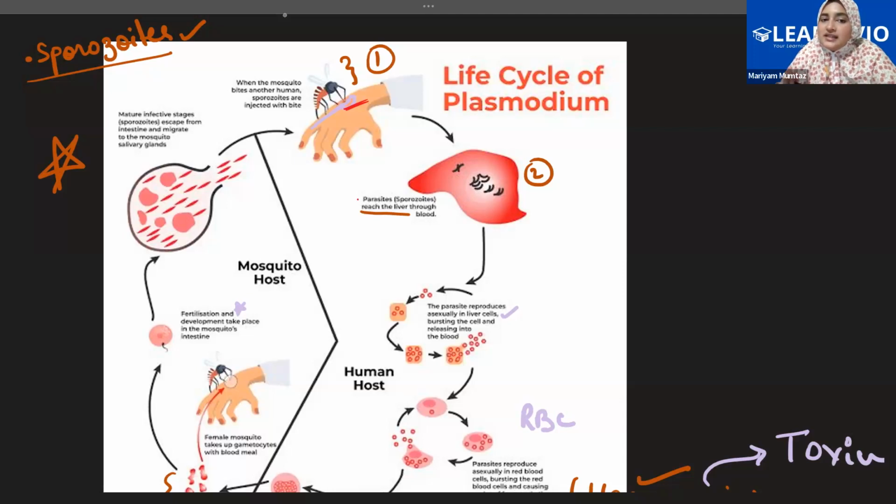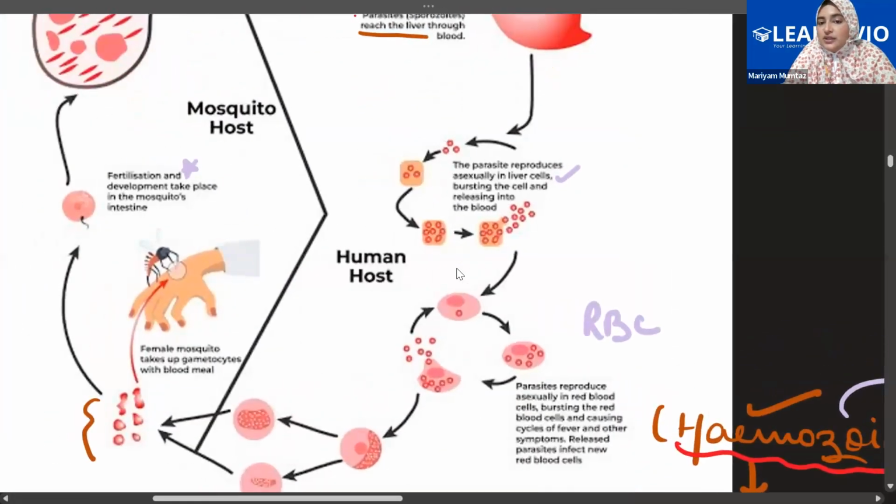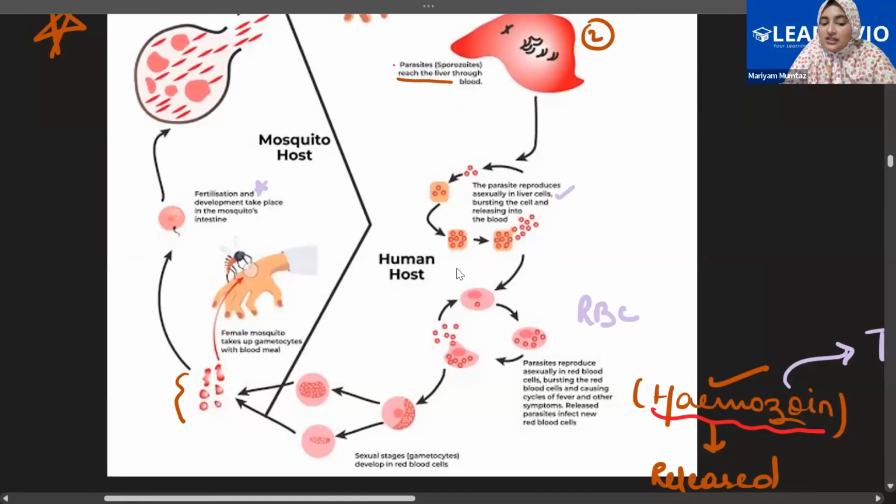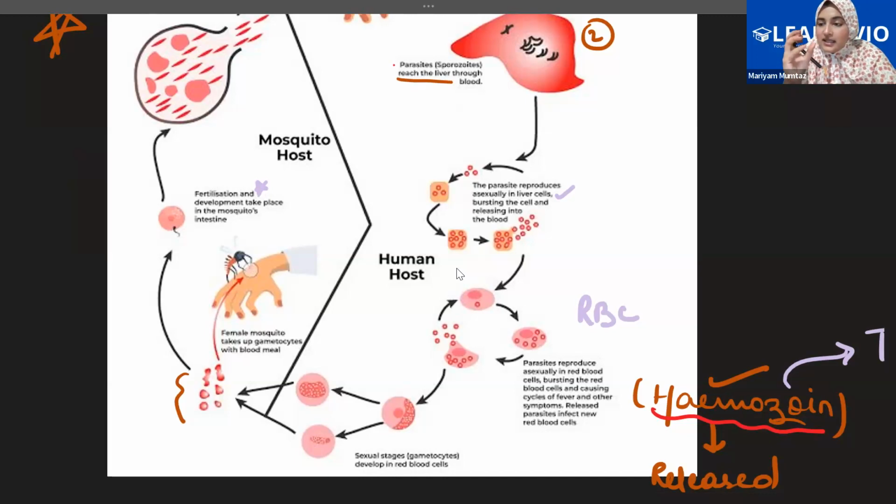Now, after the sporozoites are released into the blood, they reach the liver. With the help of the bloodstream, they go into the liver of our body. In the liver, they start reproducing asexually. So asexual reproduction takes place in the liver. And what happens? They burst the liver cells and are released into the blood. How do they come out of the liver cell? They burst the cell and come out into the blood yet again.